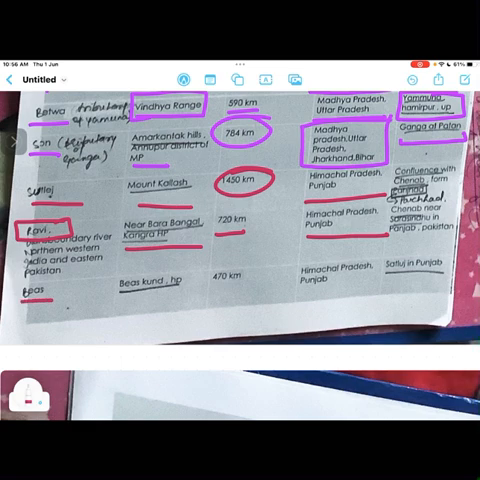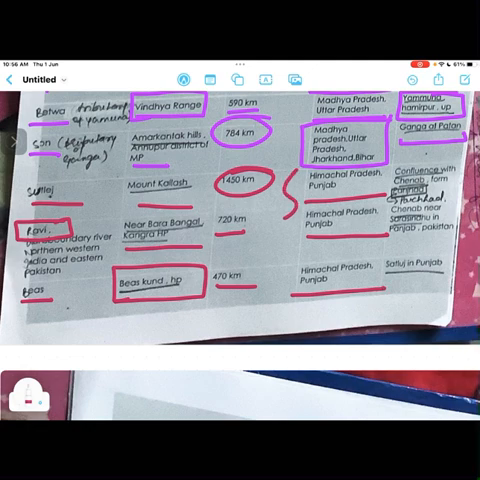Then is the Byas river, which originates from Byas Kund in Himachal Pradesh, and it is 470 kilometers in length. The states passing are the same, Himachal Pradesh and Punjab. So basically you see them, they're sharing the same states. Then it meets the Satluj in Punjab. Basically Satluj or Sutlej, there is no difference, same river, just the English and Hindi versions.